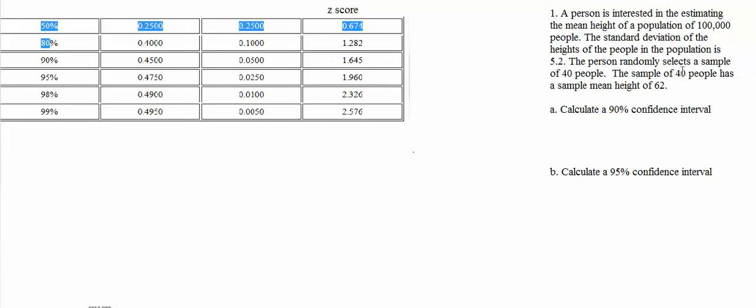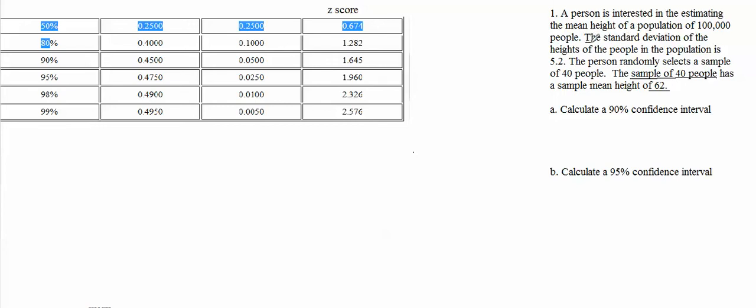So instead, the person asks a sample of 40 people how tall they are, and the person calculates the mean height of the sample of 40 people. So this person asks the 40 people in the sample how tall they are. The person adds the 40 answers and divides the total by 40 and gets a sample mean that estimates the population mean. And here it says that we're saying that the sample mean comes out to 62, meaning a mean height of 62 inches.